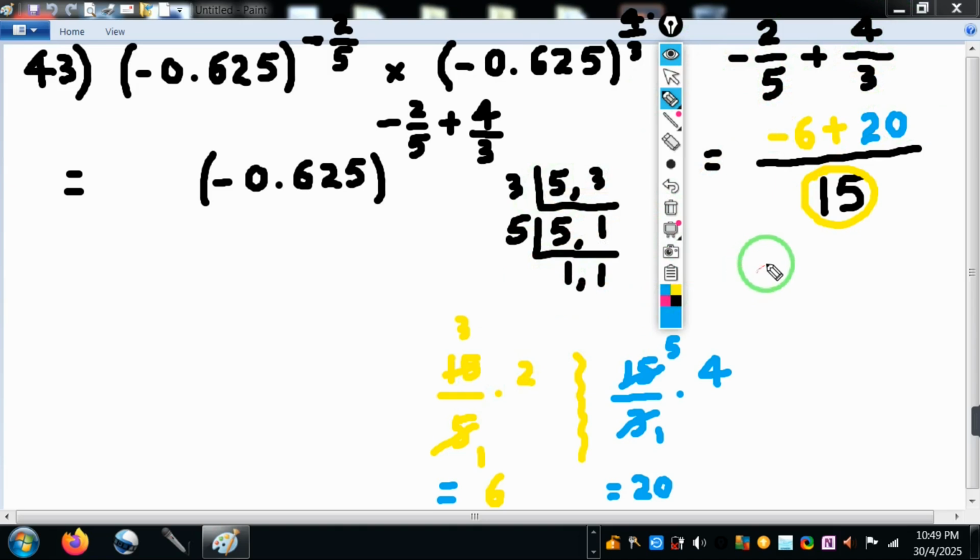Higher level. So now what I want you to do mentally, 15 divided by 5 is 3. 3 times 2 is 6 straight away. There, minus put here. 15 divided by 3 is 5. 5 times 4 is 20. That's how you do it very fast. Minus 6 plus 20, addition also, 20 minus 6 will be 14. This will be equal to 14 over 15. 14 over 15, no joke.